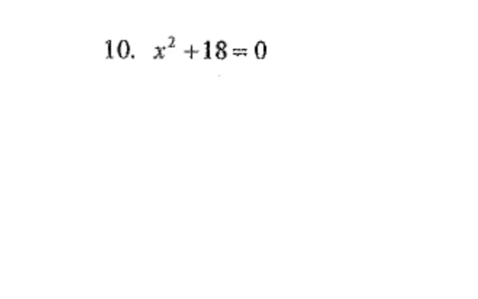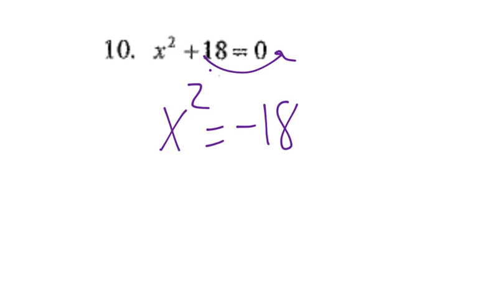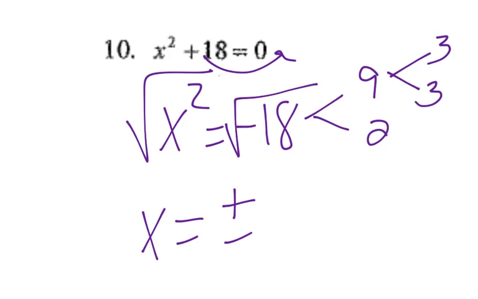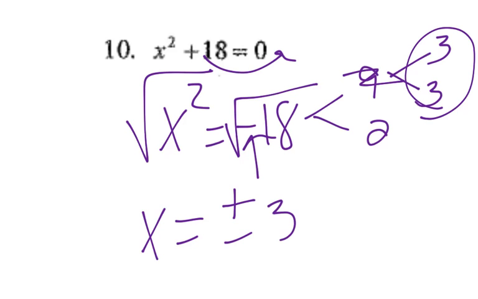When you're going to solve one of these, you want to get x squared by itself. So we're going to move that 18. x squared is equal to negative 18. To unsquare it, you're going to square root both sides. So x is equal to plus or minus, factor tree it. 2 times 9, 3 and 3. Pull out a 3 and a negative, so plus or minus 3i square root of 2.